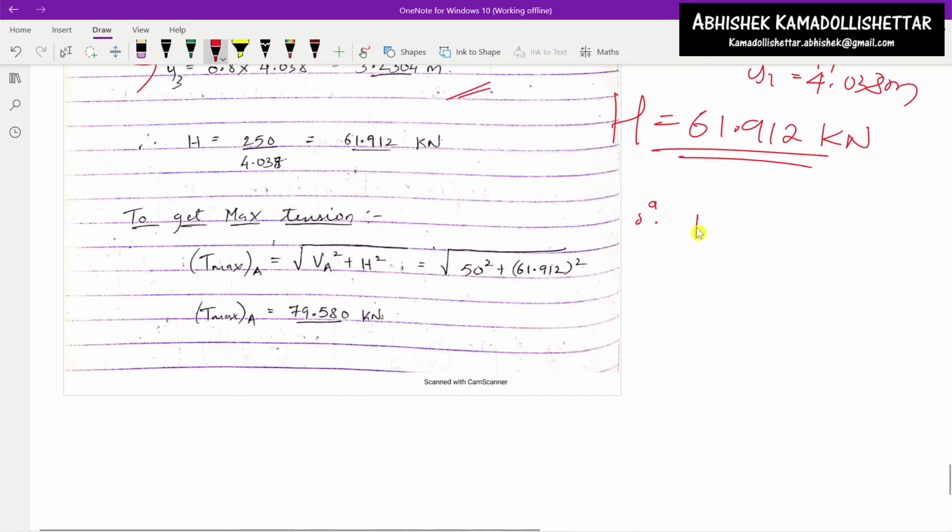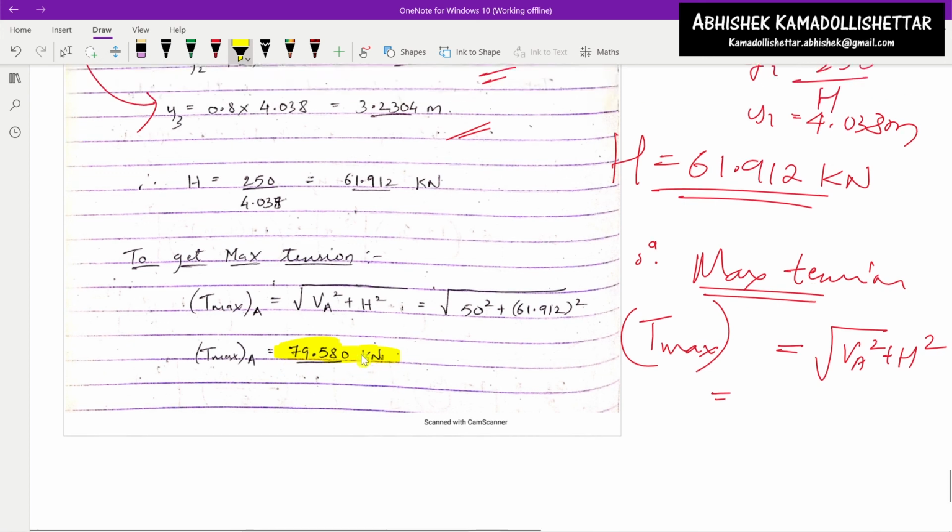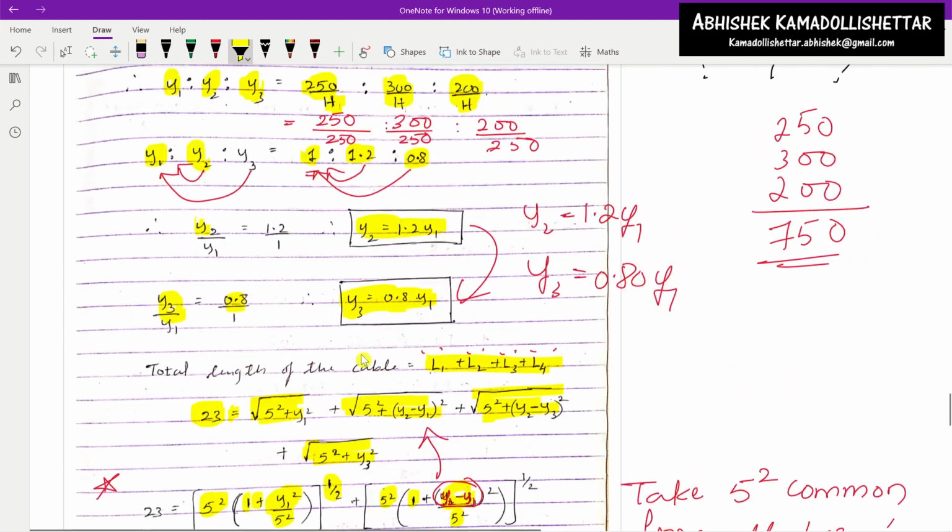Therefore the maximum tension will be at one of the supports, where you have the maximum vertical reaction. There will be the maximum horizontal force and maximum tension, and you can calculate the tension value. So square root of va square plus h square. You got that value as 79.580 kilonewton. So the maximum tension in the cable is 79.580 kilonewton.